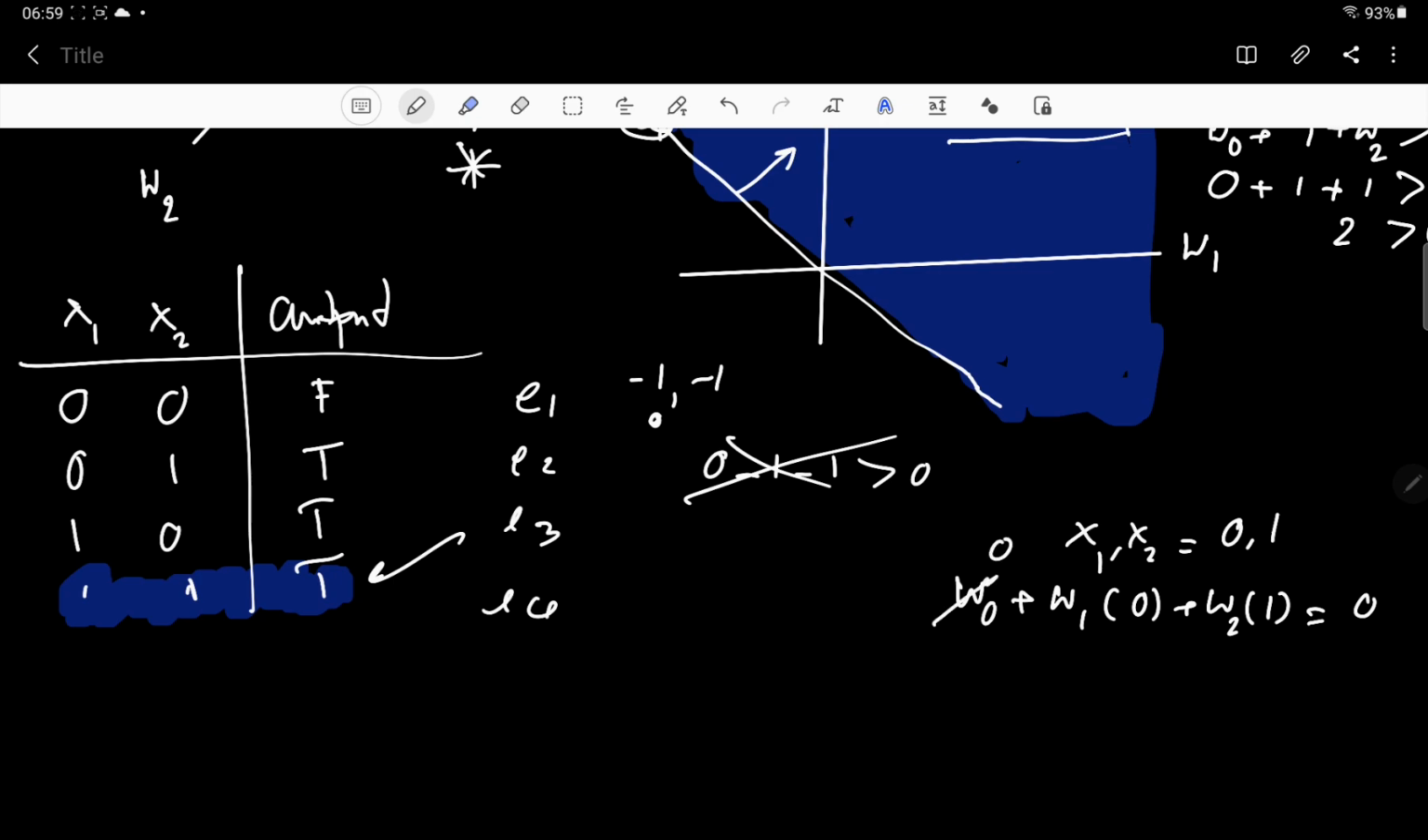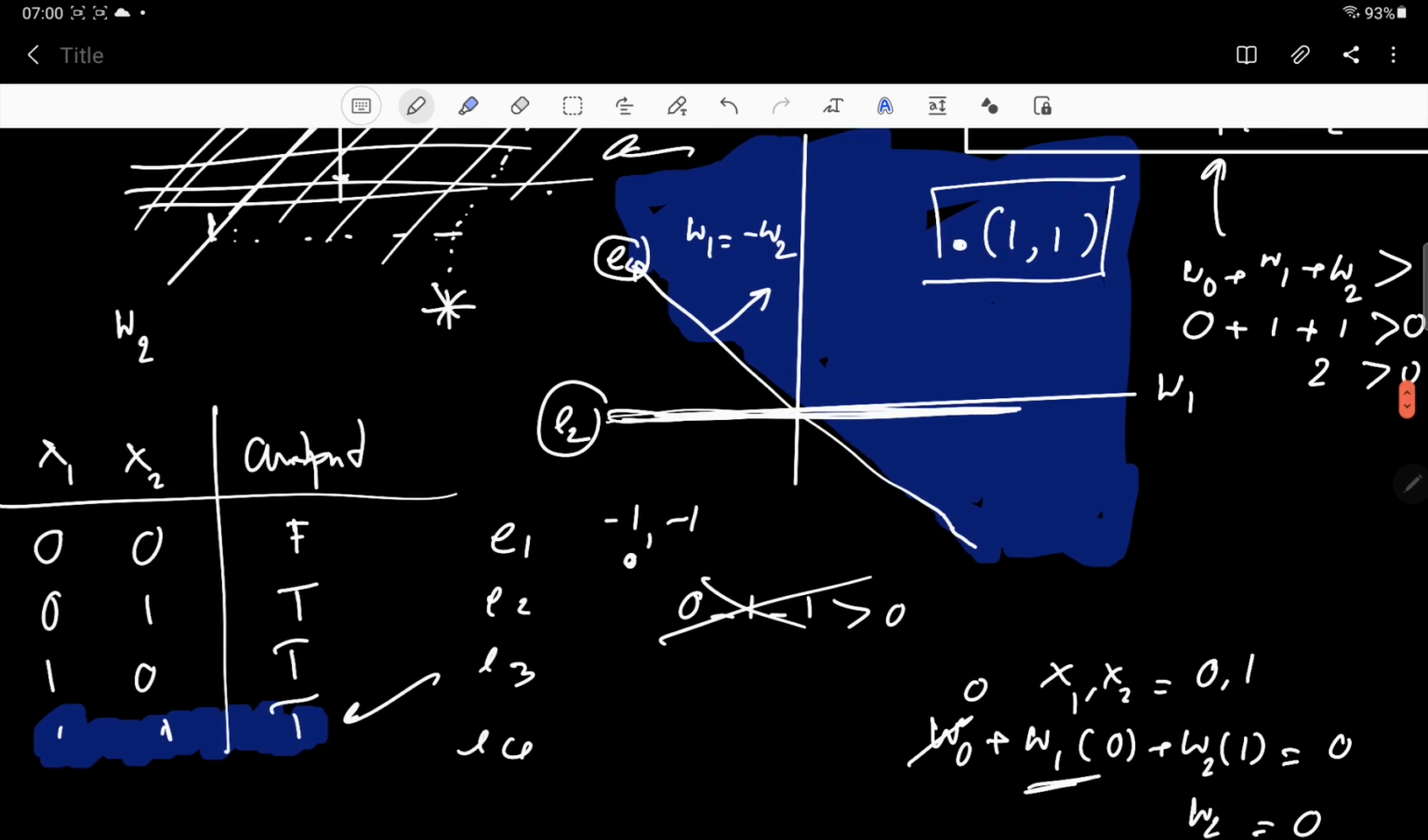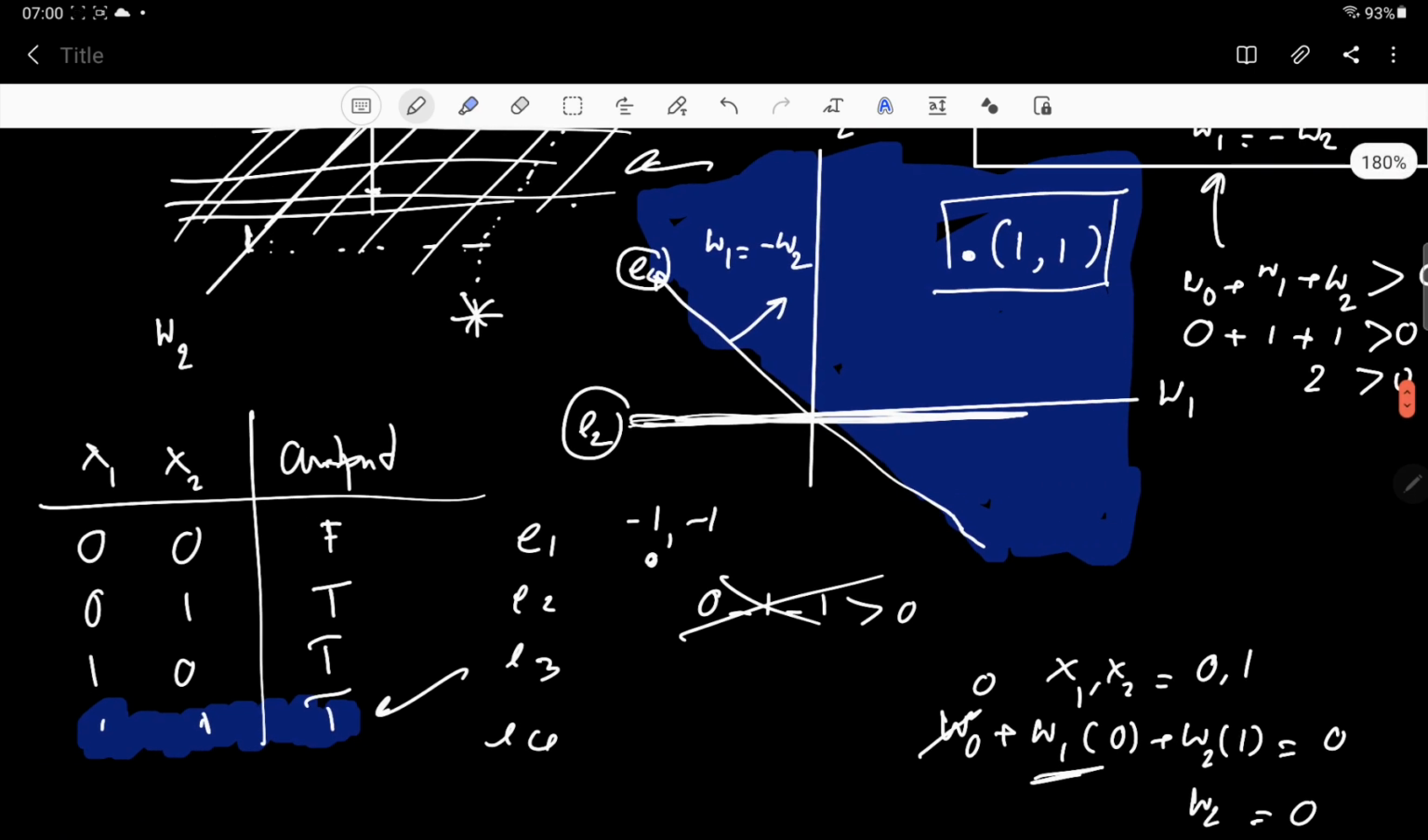And our W0 is 0, so this term will be 0. So our W2 is 0. Where is our W2 equal to 0? W2 equals 0 is here. So I'd like to make the line a little bit thicker. So this one is for E2, right? And which part of E2? Up or down? Over or under this line?